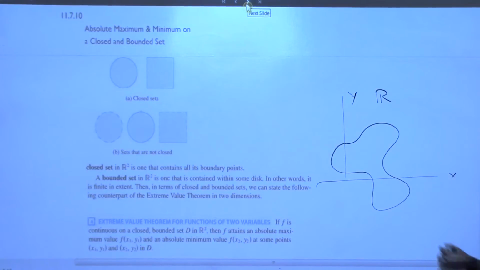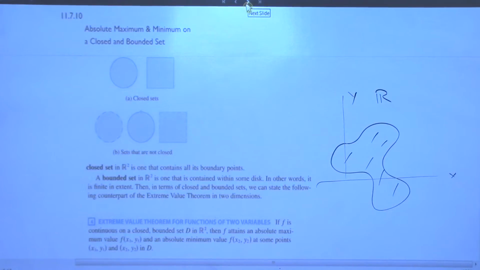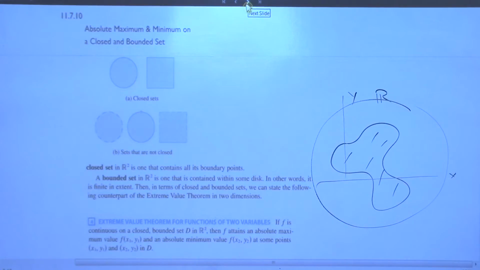That's a closed set, right? If I include all these and I tell you the boundaries are included, that's a closed set. To figure out if it's bounded, we just need to be able to draw a circle around it. If we can draw a circle around it and include everything, then it's bounded. If it's impossible to draw a circle around it, then it's going to be unbounded.